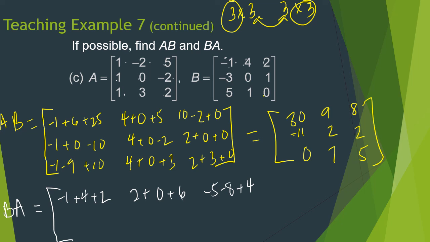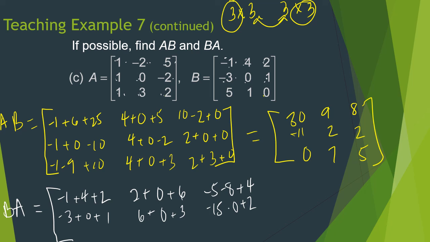Second row of elements in the product. -3 times 1 is -3. 0 times 1 is 0. 1 times 1 is 1. -3 times -2 is 6. 0 times 0 is 0. 1 times 3 is 3. Okay? -3 times 5 is -15. 0 times -2 is 0. 1 times 2 is 2.